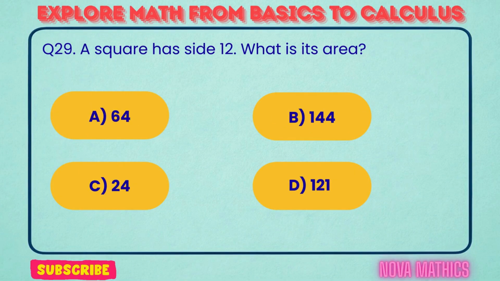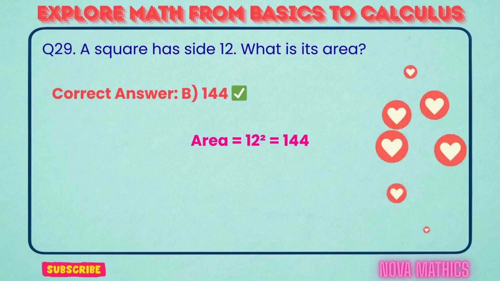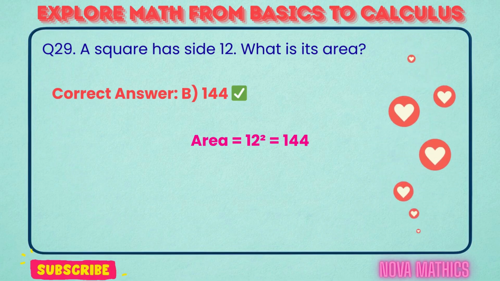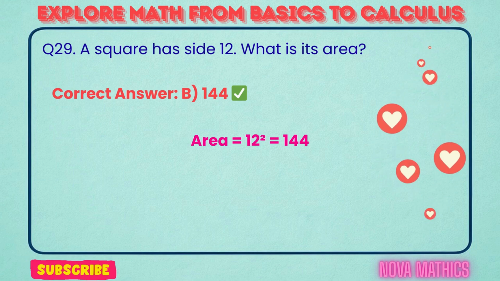29. A square has a side length of 12. What is its area? Correct answer is 144. Area equals 12 squared equals 144.